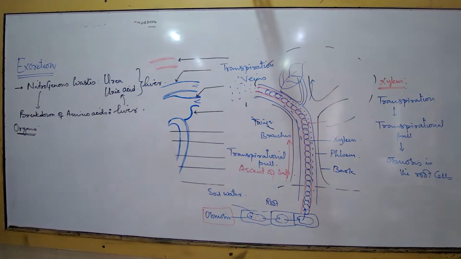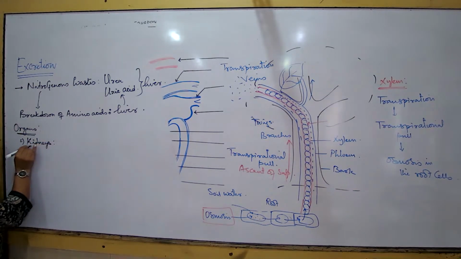The first to think of is what? The organs of the body. The first organs to think of are definitely the kidneys. We are talking about the kidneys. Where are the kidneys located? What is their major job? What are their major functions?